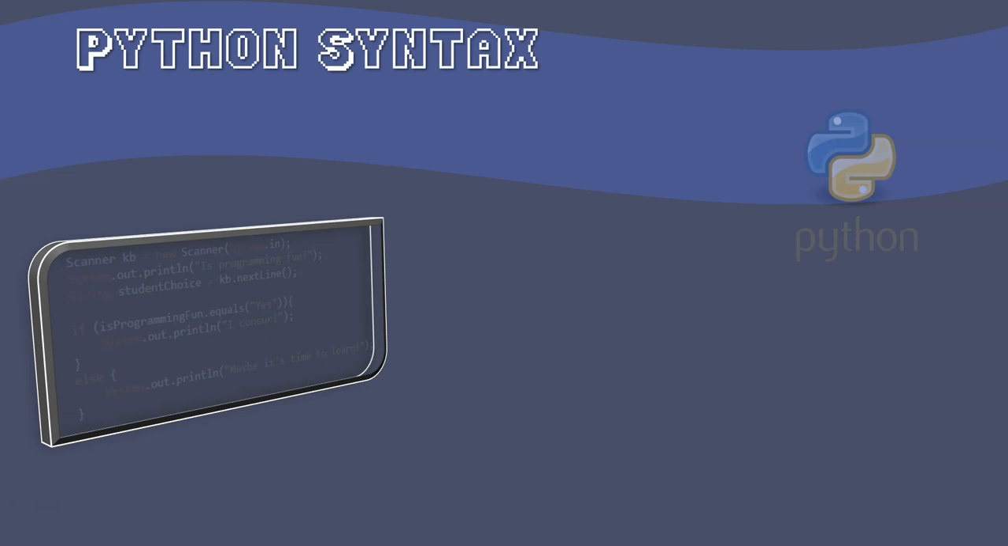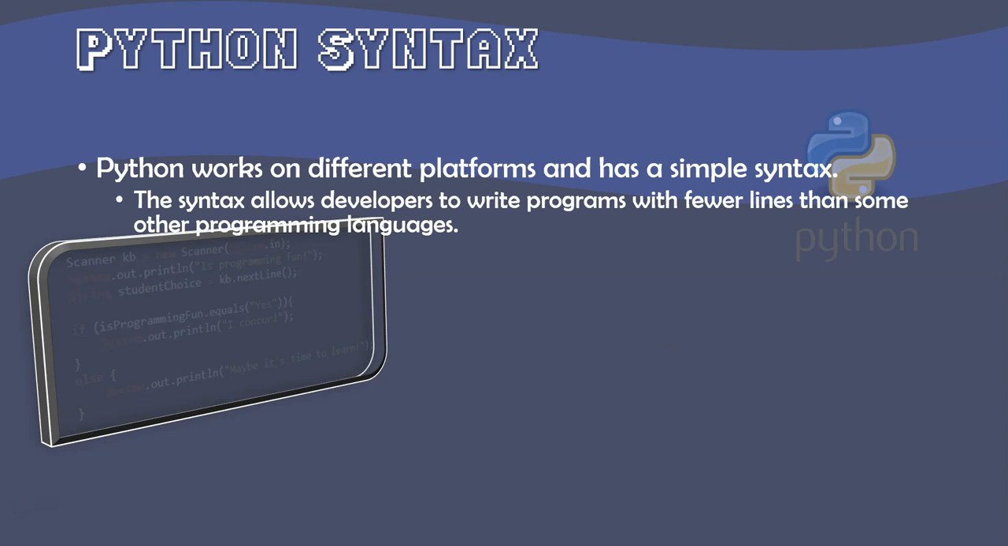Now, when we start looking at the syntax of Python, it's going to be a little different than what you're used to maybe with Java. Python, of course, can work on various different platforms, and its syntax is relatively simple, which allows developers to write programs with fewer lines than some other programming languages may use, as you're going to see as we start looking at here when we compare things to Java.